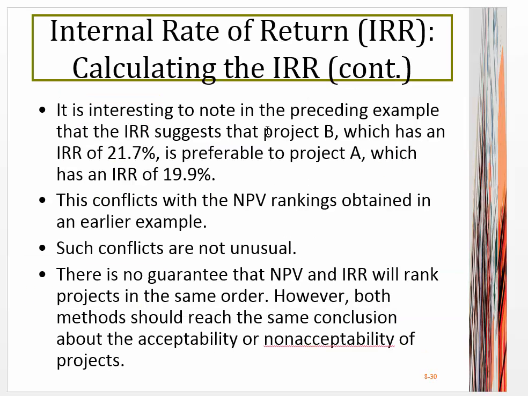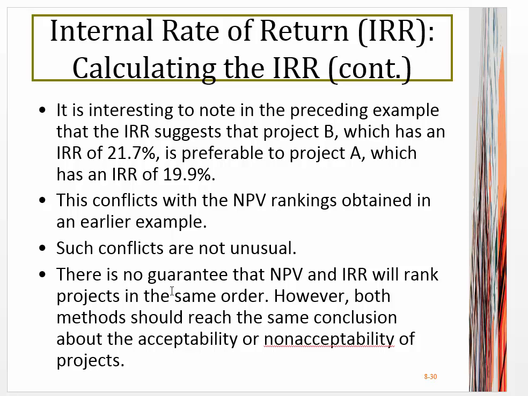So again, let's think back on where we went. B is 21%, A is 19.9%. But that conflicts with the way net present value ranked them. Again, these conflicts are not unusual. There's no guarantee that net present value and internal rate of return will ever rank projects in the same order. However, both methods should reach the same conclusion about acceptability. The projects will be good or they'll be bad. Both will agree on that. But their order of priority as far as doing projects is different.